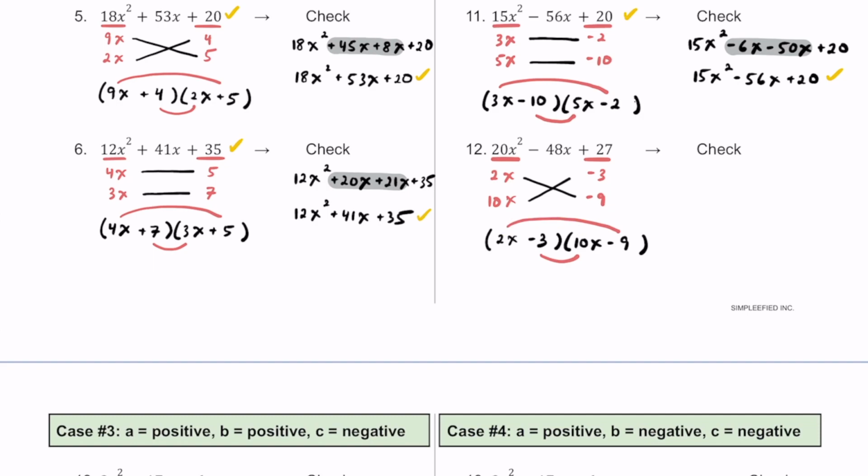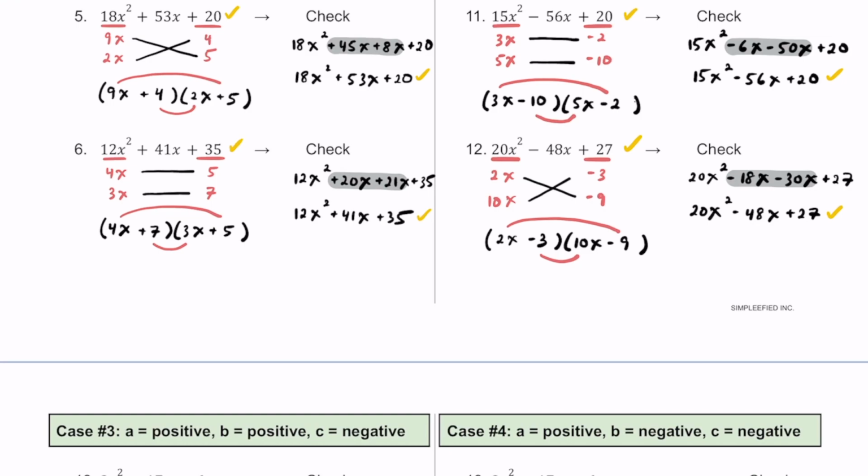2x times 10x, that's this 20x to the second power. Let's go ahead and check the outers and the inners. For the outers, we're going to get -18x. For the inners, we're going to get -30x. And then if we do this -3 times -9, that's going to be a +27. If we combine these middle terms here, we're going to have 20x to the second power minus this 48x, and then plus this 27. And that seems to be what we started with, so we did a good job factoring.